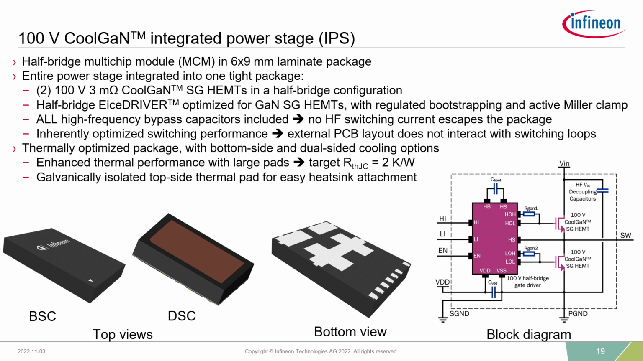So in fact, all of the gate driving high frequency loops and the power loop is completely enclosed within this 6x9 millimeters. It allows for much more flexibility in the design of the DC-DC converter because you're only using the top layer of the board and you don't have to worry about optimizing the high frequency loops. There's also a version in development with dual-sided cooling. Use a completely galvanically isolated topside thermal pad for easy heatsink attachment without even using a thermal interface material.